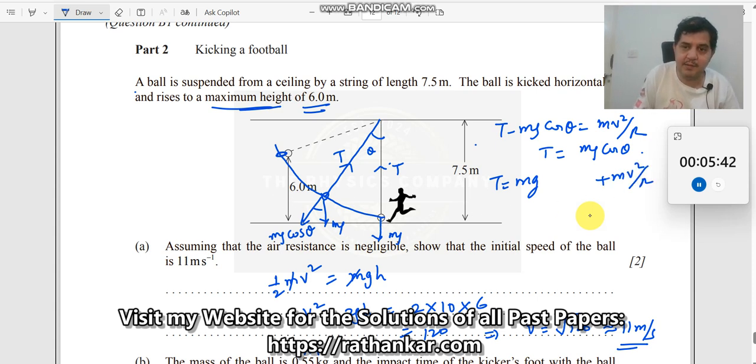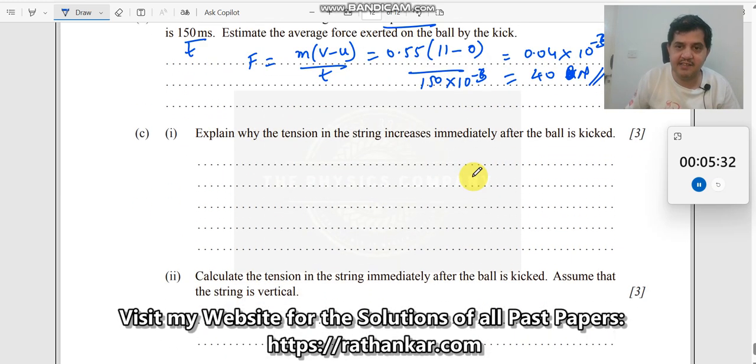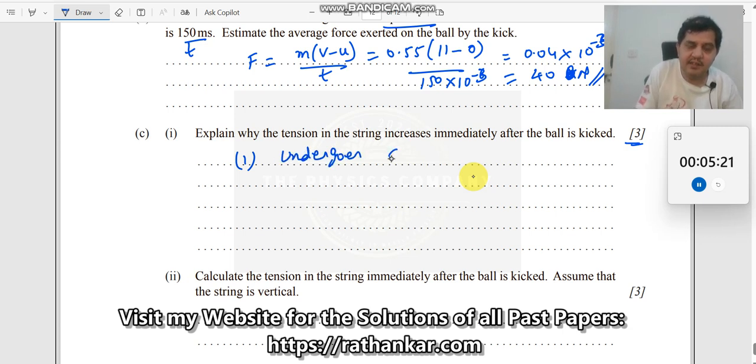At any point of time, this is what is happening, which means the centripetal acceleration is now getting added to the tension, right? So tension will definitely increase. Now I explain why the tension increases immediately after the ball is kicked. Reason is because, 3 marks over here, when the ball is kicked, what should you do? You should say it undergoes centripetal, it's a circular motion. This is the first point.